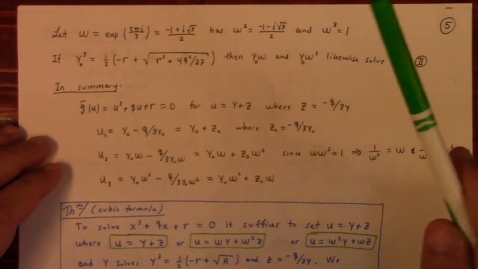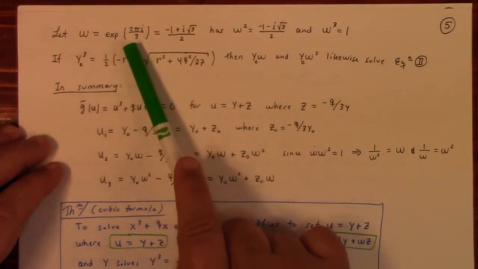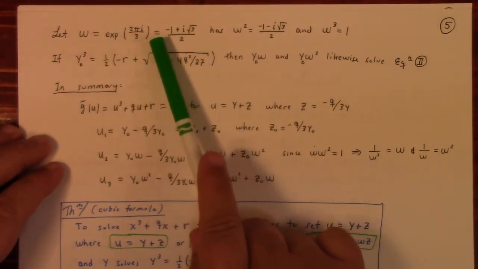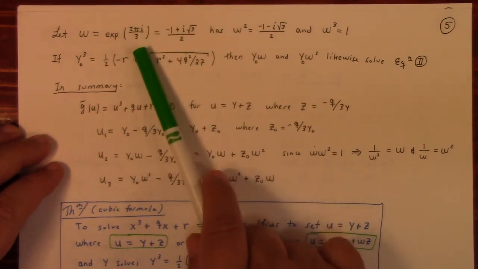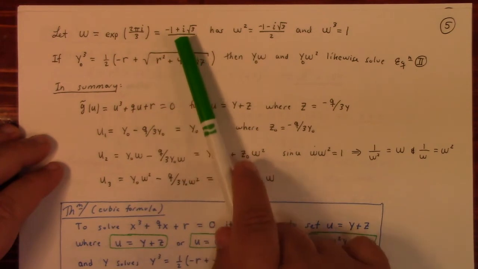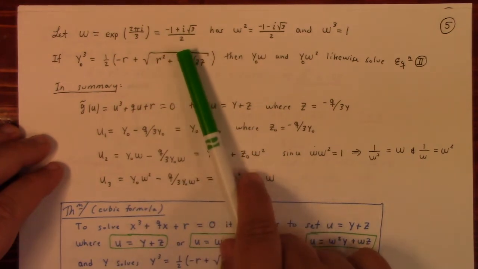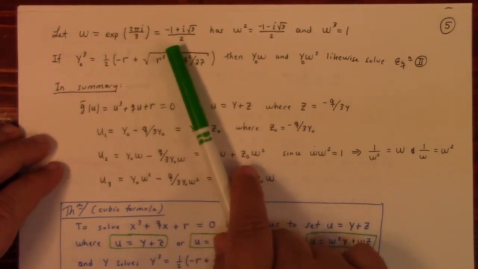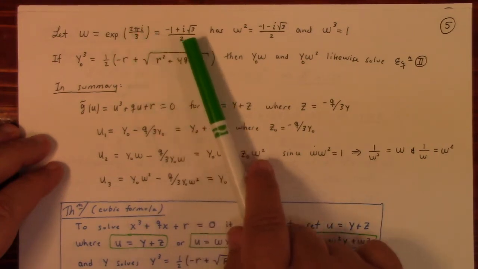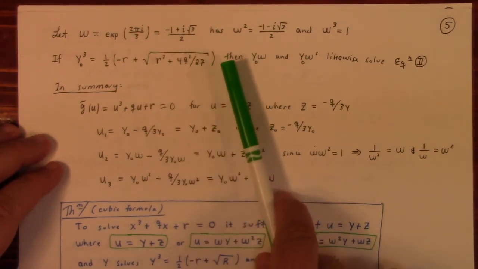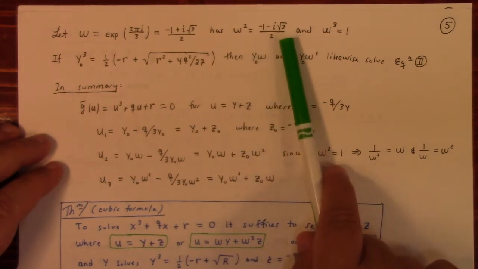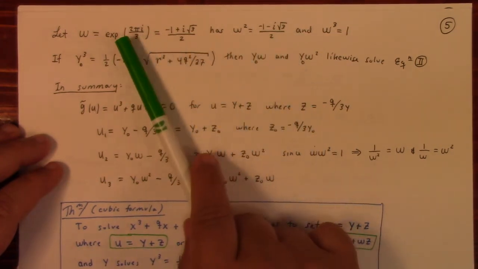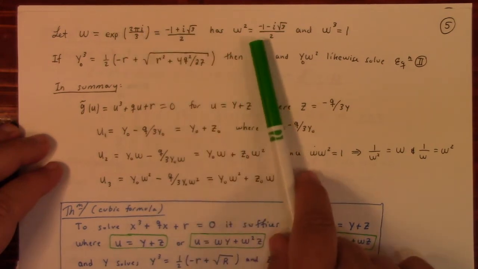Remember, I'm using omega for the third root of unity in this lecture, if that's okay with you guys. Well, even if it's not, I'm going to. So omega is e to the 2 pi i over 3, which, by the way, is minus 1 plus i root 3 over 2, because cosine of 2 pi over 3 is minus 1/2, and sine of 2 pi over 3 is root 3 over 2. And if you square that, you end up with minus 1 minus i root 3 over 2. It turns out omega's complex conjugate is omega squared, right?